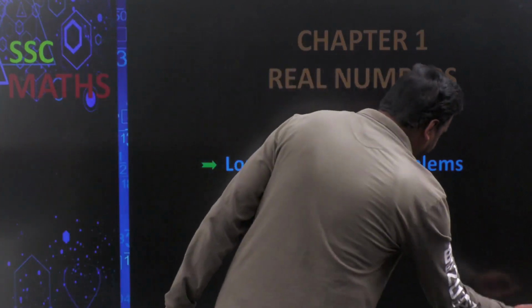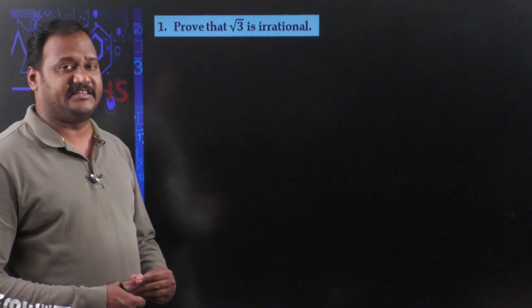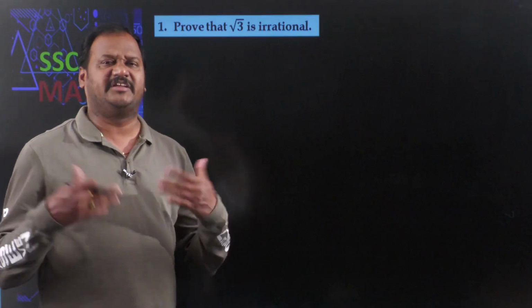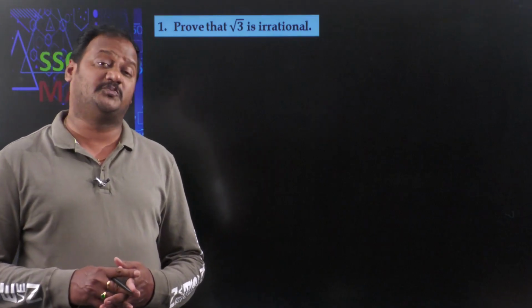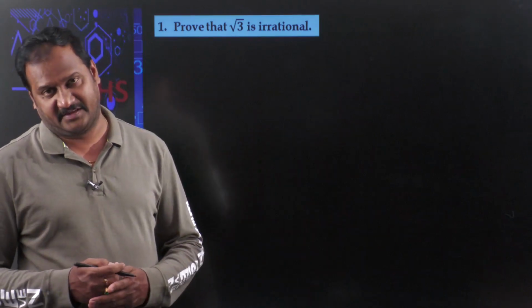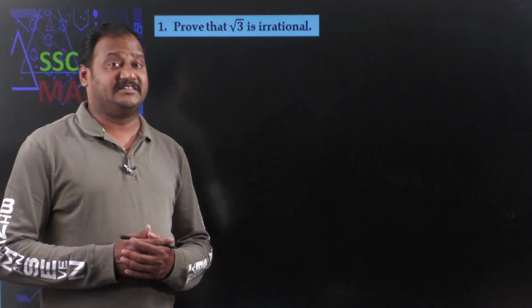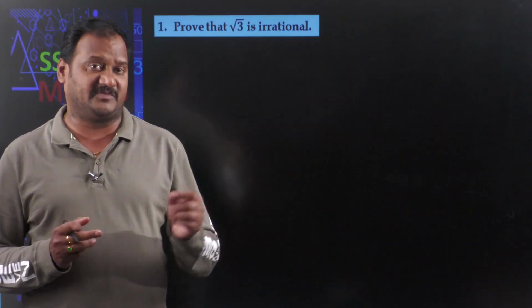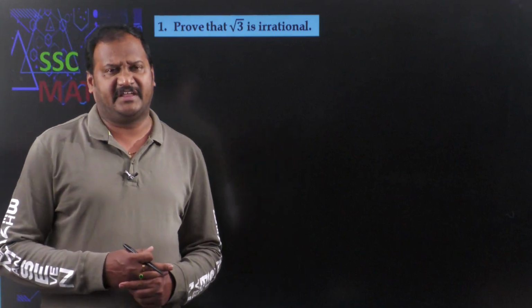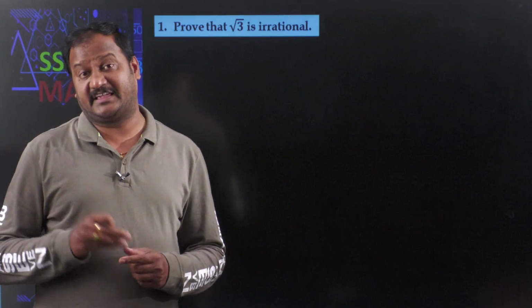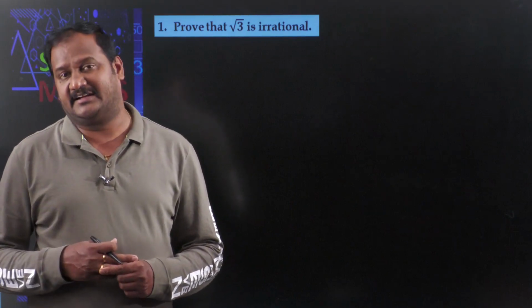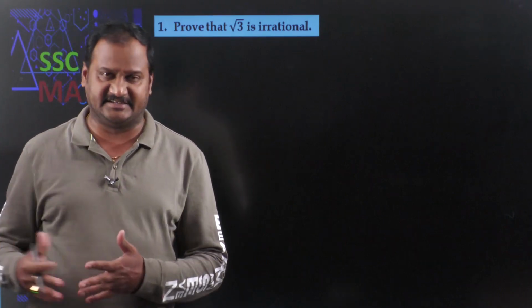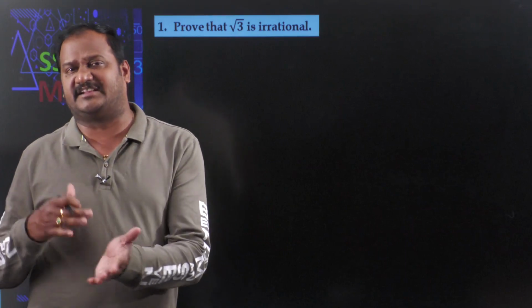So the very first problem is here: prove that root 3 is irrational number. How do you prove that root 3 is irrational number? Generally we know that root 3 is irrational number, but how to prove it, we do not know. Suppose you think of finding the square root of this number by long division method or by dot method or by bar method, any method, then you keep getting digits after the decimal, and after 5 digits or 6 digits or 10 digits, there is no pattern repeated.